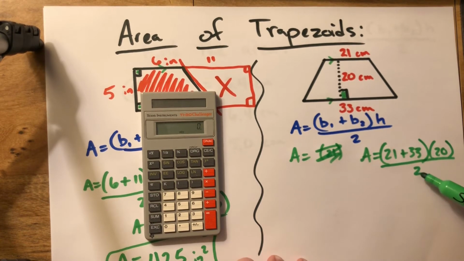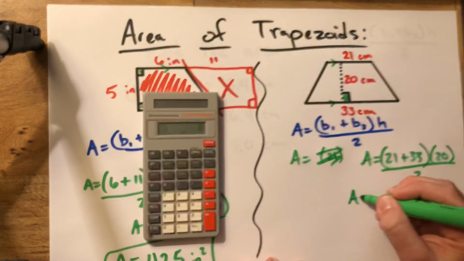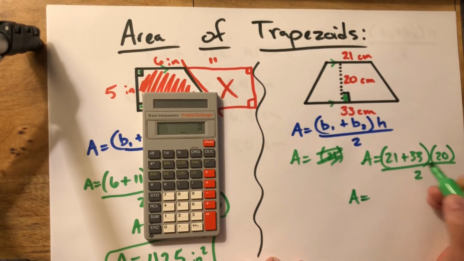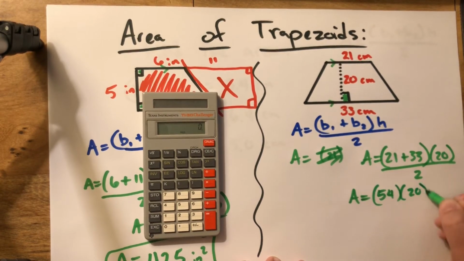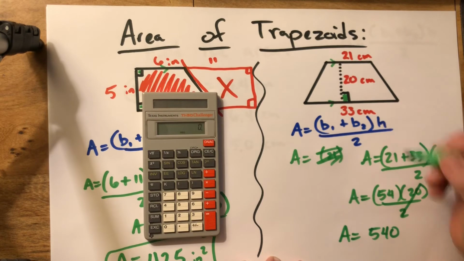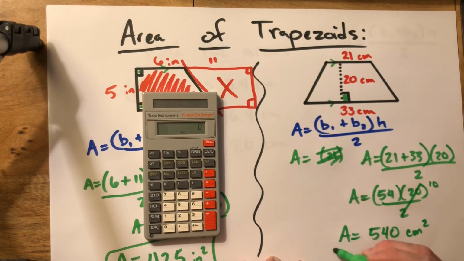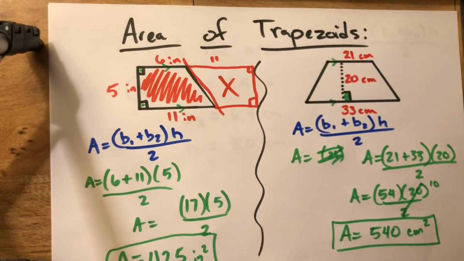You can kind of use a little cross-canceling shortcut here. If you wanted to divide the 20 by 2 first and get 10, that would be fine. Doesn't really matter either way. So let's add up the 21 and 33. We get 54 times the 20 and divided by 2. I'm going to go ahead and take that shortcut. 20 divided by 2 is 10. And then you can see how easy that makes it. 10 times 54 is just 540. Label here is centimeters squared. Area is always units squared. So we could check that too, a calculator if you wanted.